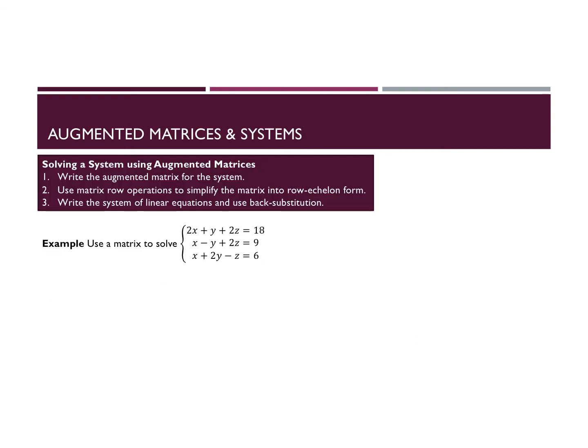So let's look at our steps to solving an augmented matrix. The first thing we're going to do is write the augmented matrix for the specific system. Afterwards, we'll use matrix row operations to simplify the matrix into row echelon form. And then last but not least, we'll write the system of linear equations and use back substitution. Now technically you can use the matrix to find the solution, but most people will choose to do back substitution.